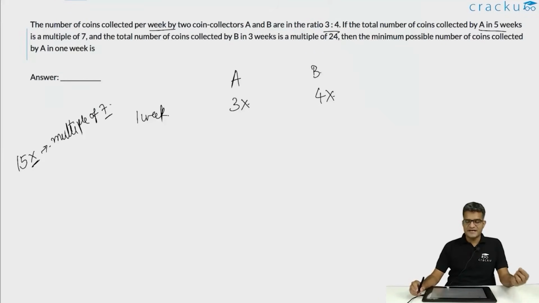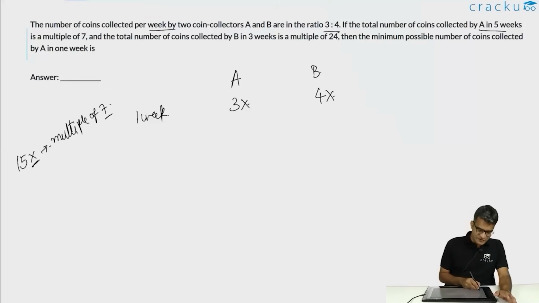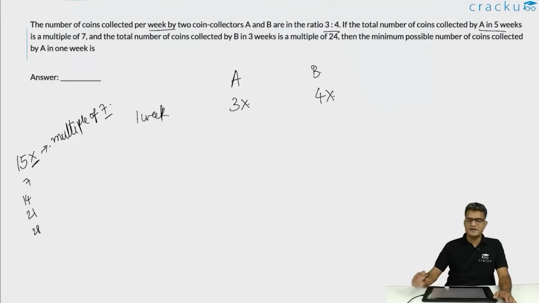So if x is any number, say 1, 2, 3, 4 or 5 or 6, 15 into that number will not be a multiple of 7. For 15x to be a multiple of 7, x has to be either 7 or 14 or 21 or 28 or some number which is a multiple of 7. So let us assume that x is of the form say 7y. Therefore, the number of coins collected by A in 1 week will be 3x, which is 21y. The number of coins collected by B in 1 week will be 4x, which is 28y.